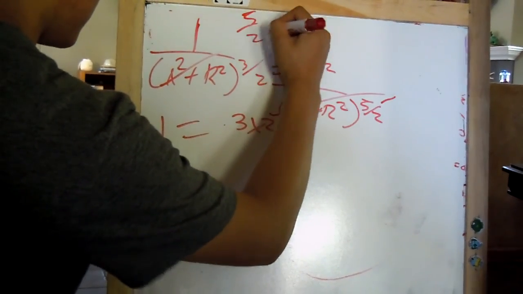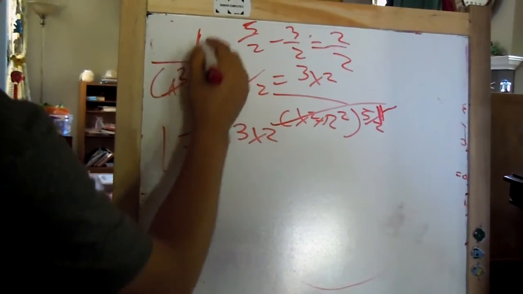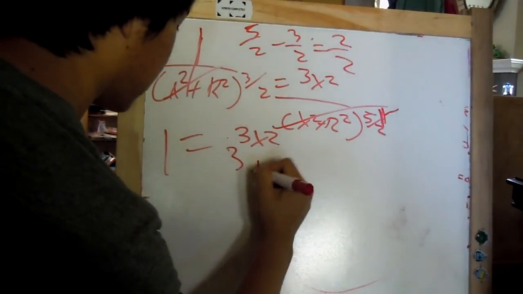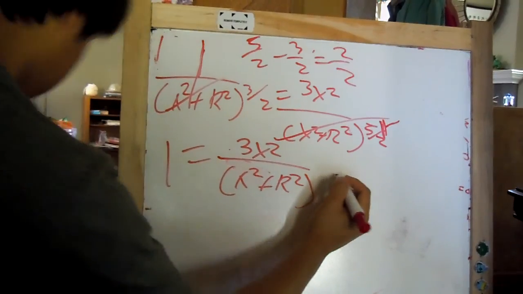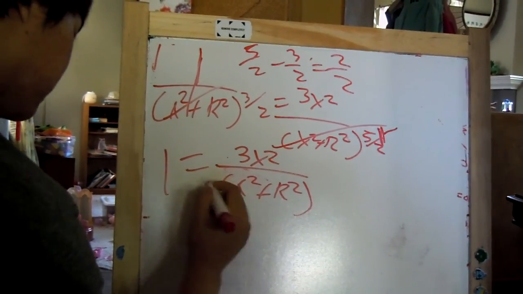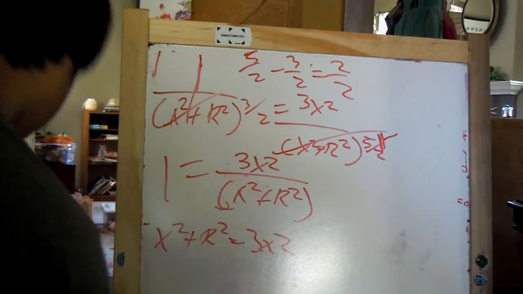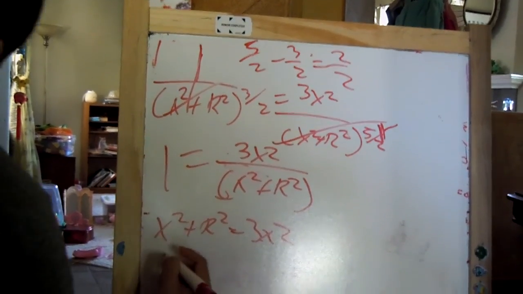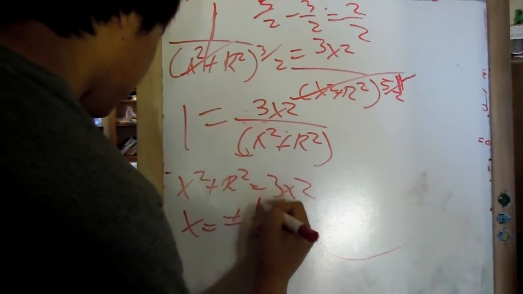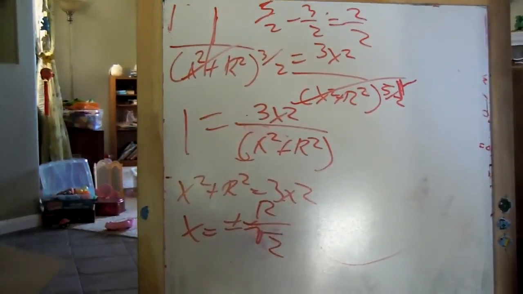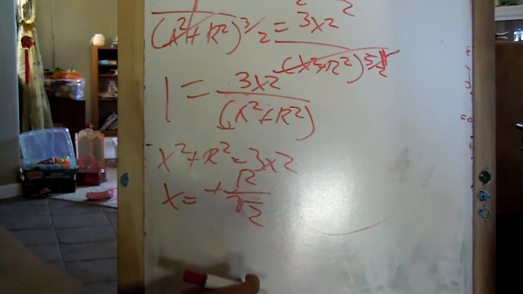So 5 over 2 minus 3 over 2, you'll get 2 over 2, giving you just 1 here. So this would become 1. 1 equals 3x squared over x squared plus r squared. And then from here you just cross multiply to get x squared plus r squared equals 3x squared. And then solving for the roots of x, you will get plus or minus r over root 2. The maximum occurs when x is a positive value, so it has to be positive r over root 2.